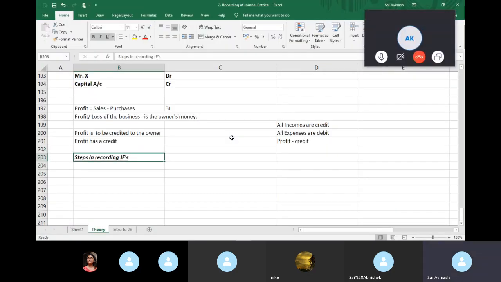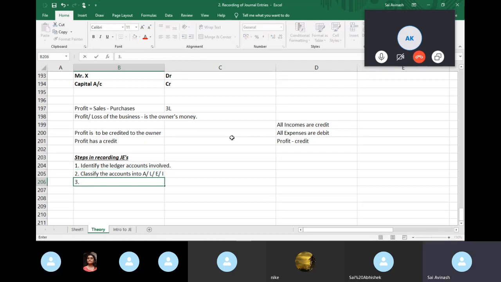Right. So steps in recording journal entries. Step one, identify the ledger accounts involved. Step two, classify the accounts into assets, liabilities, expenses, and income, and then debit or credit them based on increase or decrease movement.